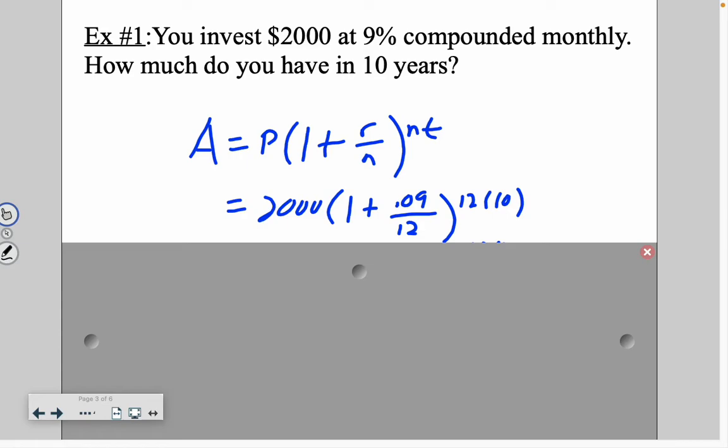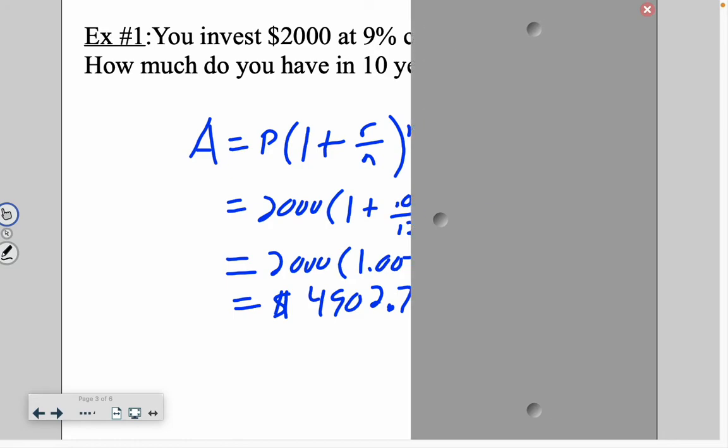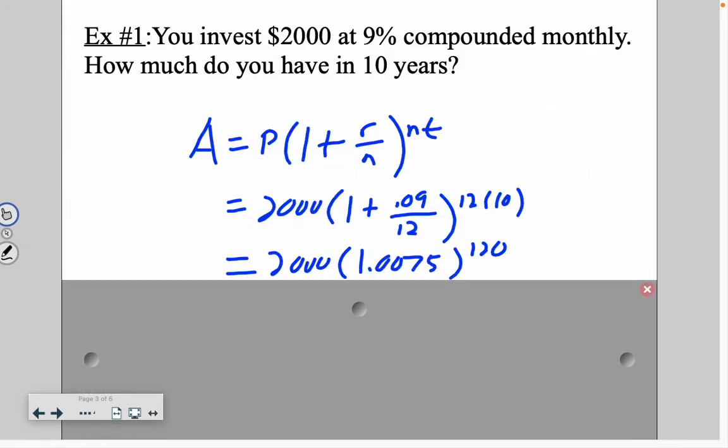So ultimately, if we start to simplify this a little bit, if I divide 0.09 by 12 and multiply 12 by 10, you end up with this. And once again, what that 120 is representing is the total number of times you're compounding over the course of 10 years. You're doing it 12 times a year for 10 years. That's what the 120 is representing. Total number of times that you're going to multiply.